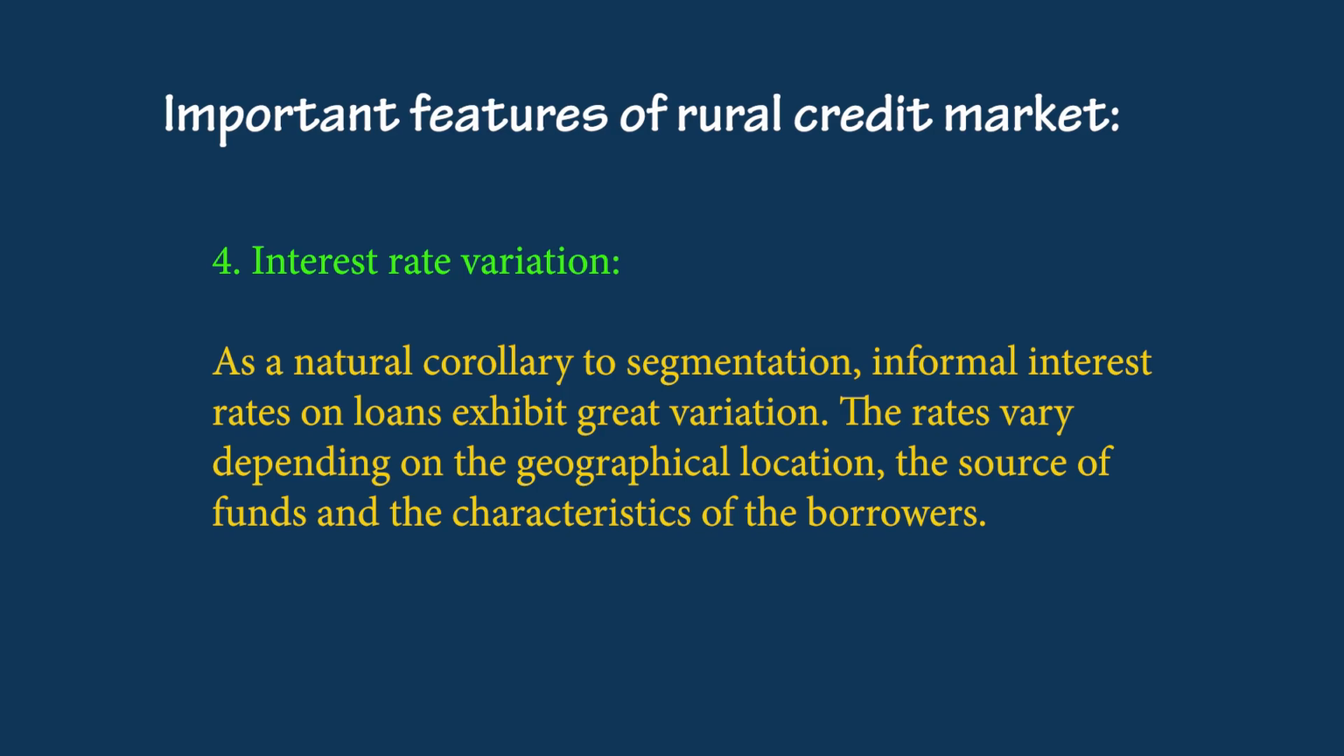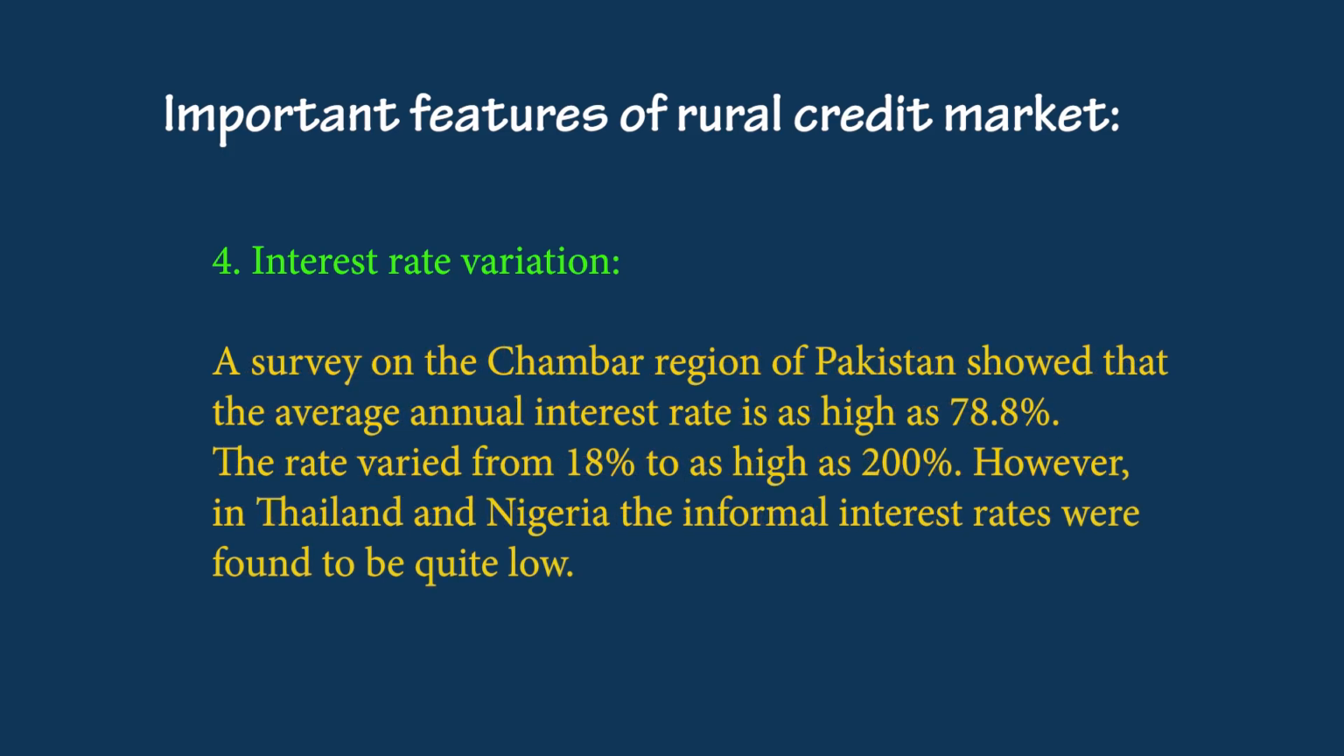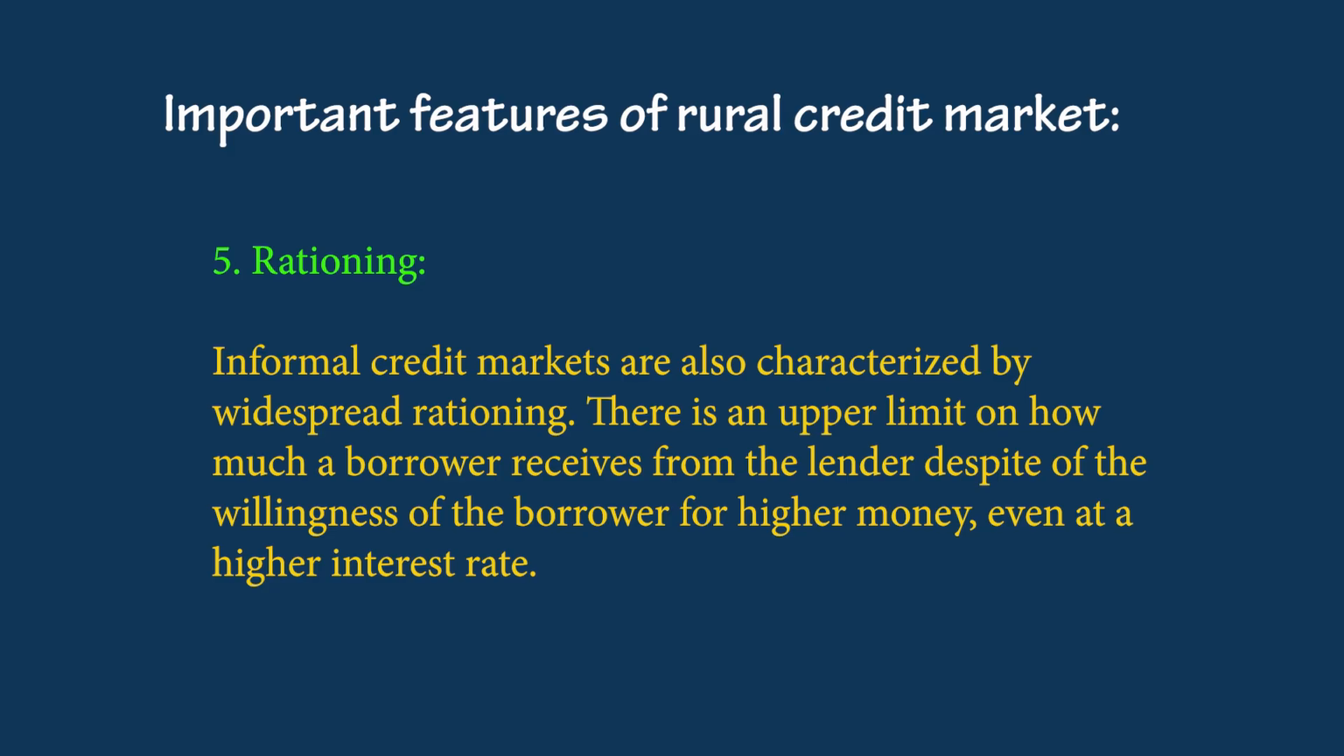The fourth characteristic is interest rate variation. The informal interest rates in the rural credit market exhibit great variation. The rates vary depending on geographical location, source of funds, and characteristics of the borrowers. For example, in the Chambar region of Pakistan, the rate varied from 18% to as high as 200%. The fifth characteristic is rationing. Informal credit markets are characterized by widespread rationing. There is an upper limit on how much a borrower receives from the lender, despite the willingness of the borrower to take a higher amount of money, even at a higher interest rate.